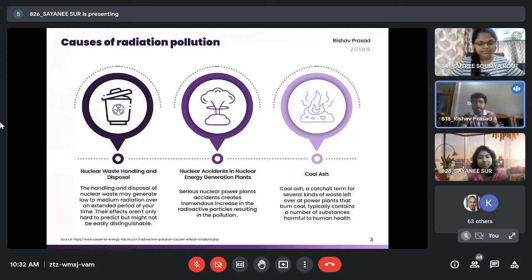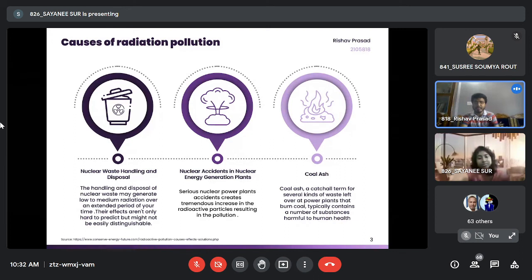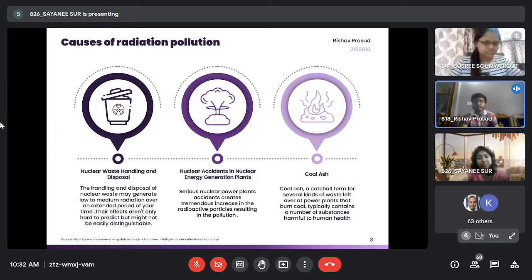Now let's look into the causes of radiation pollution. At first, I would like to talk about nuclear waste handling and disposal. The handling and disposal of nuclear waste may generate low to medium radiation over an extended period of time. Their effects aren't only hard to predict but might not be easily distinguishable, because the radioactivity may contaminate and propagate through air, water, and soil. Moreover, identifying the locations of some nuclear waste isn't easy. The biggest issue is that radioactive waste can't be degraded or treated chemically or biologically. The sole options are either to contain the waste by storing it in tightly closed containers shielded with radiation protective material such as lead, or to dilute it.